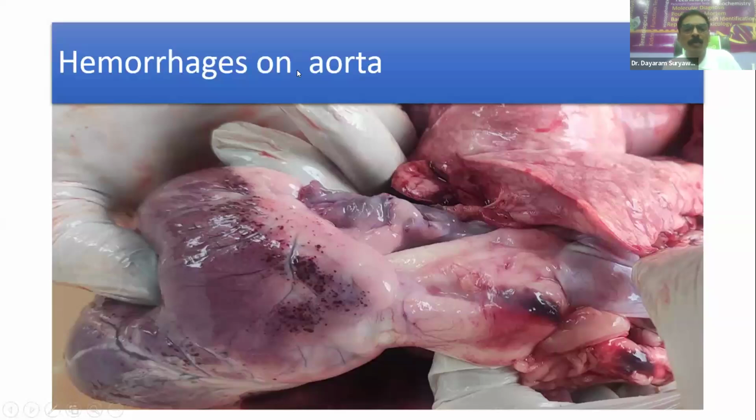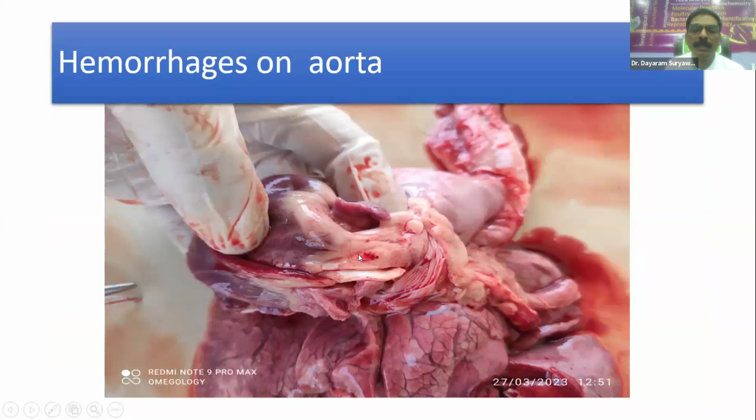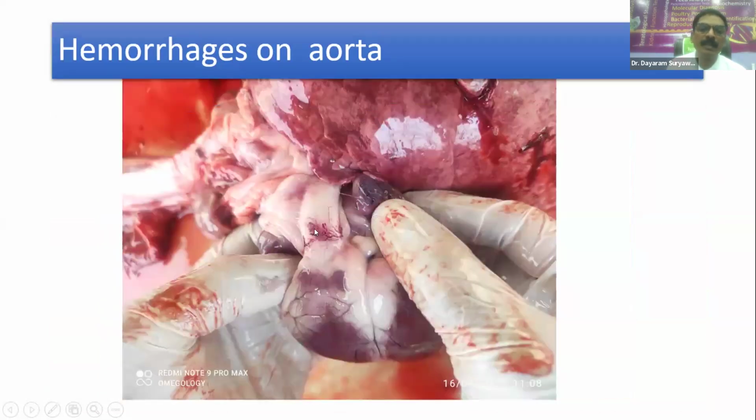Then a variety of hemorrhages can be observed in the aorta. Somewhere we are getting small pinpoint hemorrhages on the aorta. Here you can see very small dot-like hemorrhages on the aorta, or at the base of the aorta. Here we can see a little bit more hemorrhages, so one, two, three, four, five, six pinpoint hemorrhages in some of the cases. In some cases, we are getting splash or paint type hemorrhages on the aorta, at the base of the aorta.